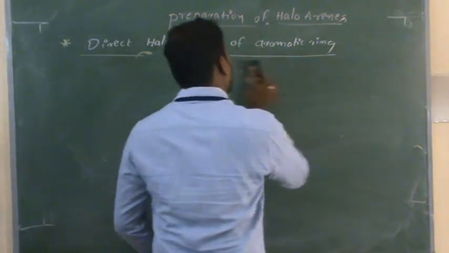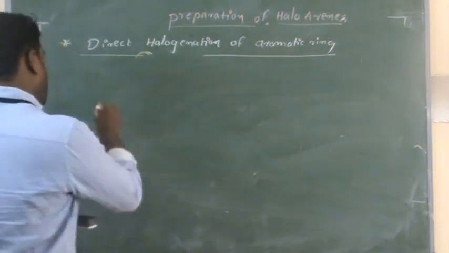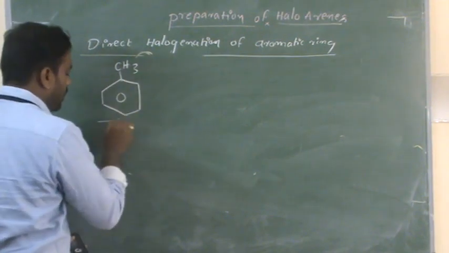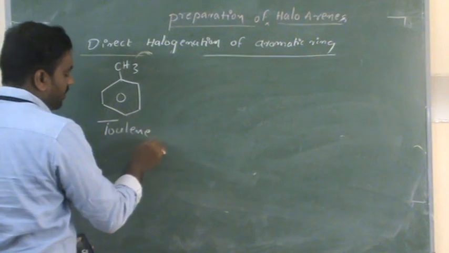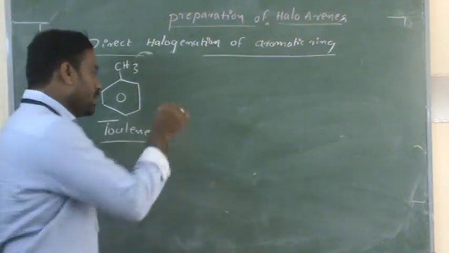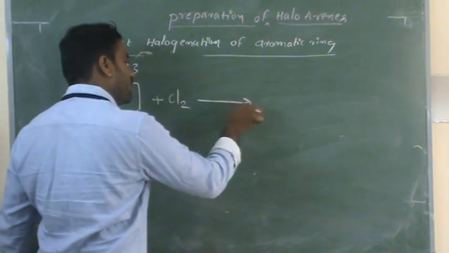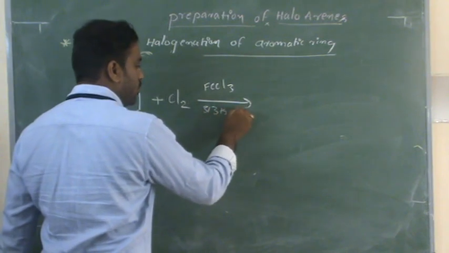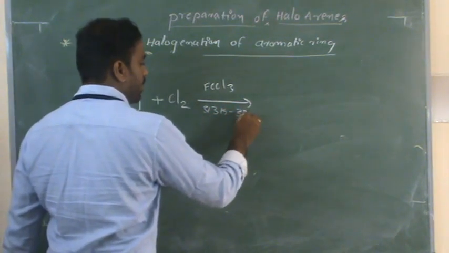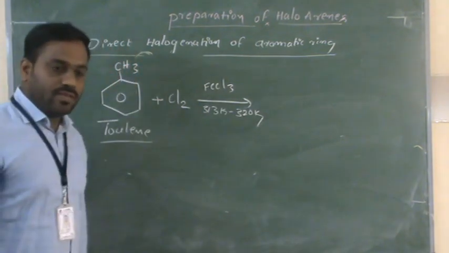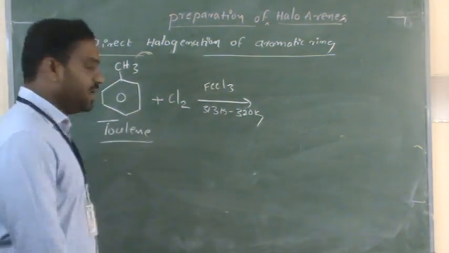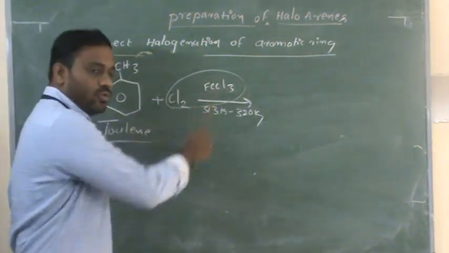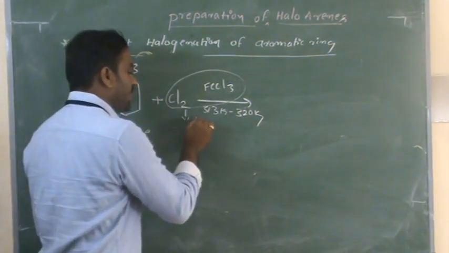That is, if you take toluene, this is the CH3. This is toluene. It can react with Cl2 in the presence of FeCl3, at around 313 to 320 Kelvin temperature. Here also there is generation of Cl+ after reacting these two. The first step is the generation of the Cl+ electrophile.